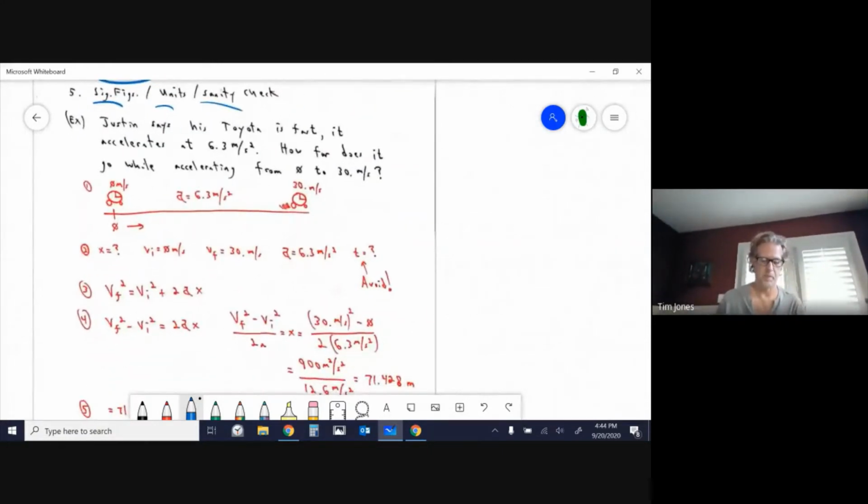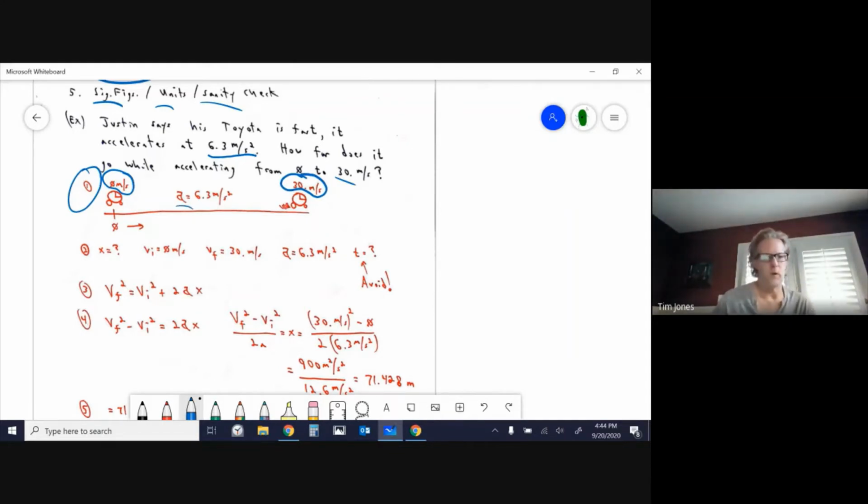First example. All right, Justin says his Toyota is fast. It accelerates at this rate. How far does it go while accelerating from 0 to 30? All right, so first I drew a picture. That's step 1. So I've got it at 0 here. And then at 30 here. I just wrote the acceleration in the middle to make it easy.